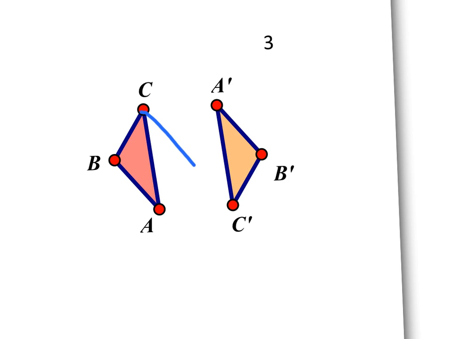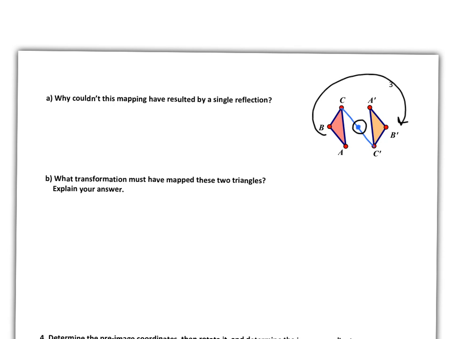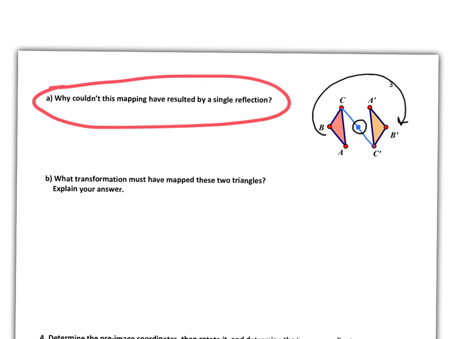First, you need to find the midpoint of two corresponding points, C and C prime. Now what I can do is take the original triangle, ABC, and rotate it about that midpoint so that the points map onto their images. So the answer to these two questions written out would be, why couldn't this mapping have resulted by a single reflection? Because orientation wasn't preserved. And in B, what transformation must have mapped these two triangles? I showed you that it was a rotation about the midpoint of C, C prime.